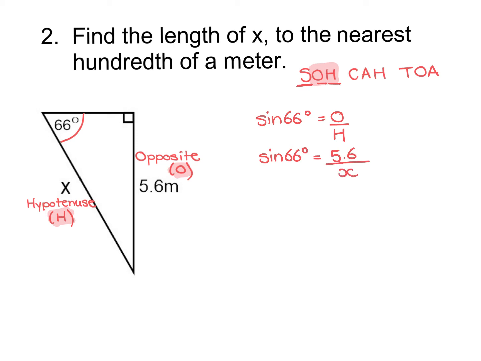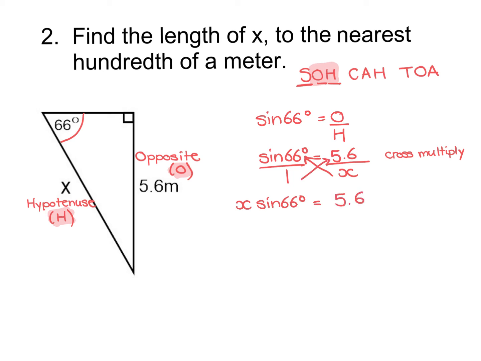Now we cross multiply the two ratios. So let's put a 1 at the bottom here. And I'm going to start out by multiplying x with the sine of 66. So you can write it this way as well. This basically means you're multiplying them. And 1 times 5.6 is just 5.6.